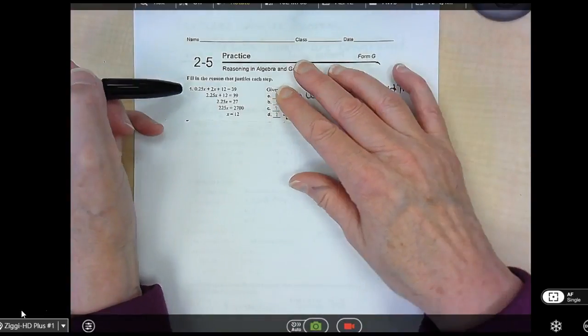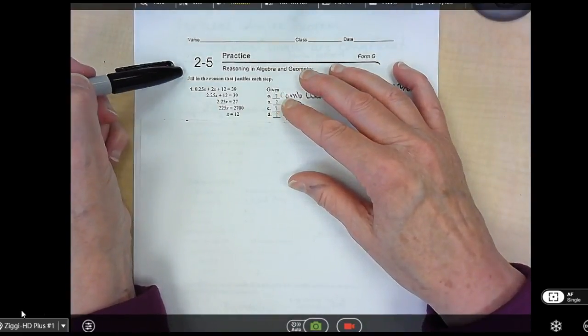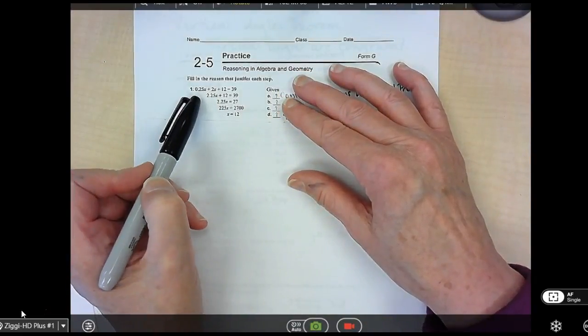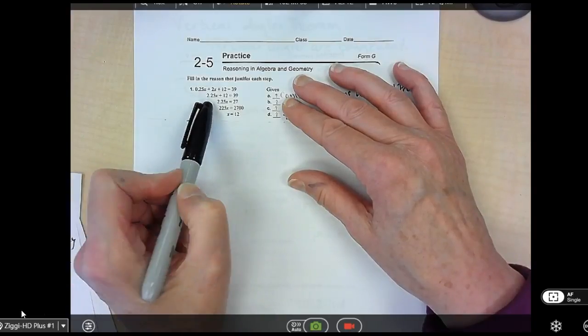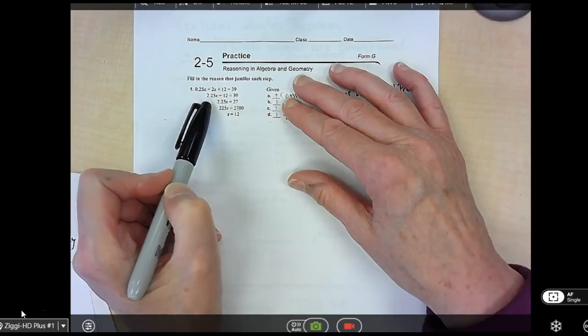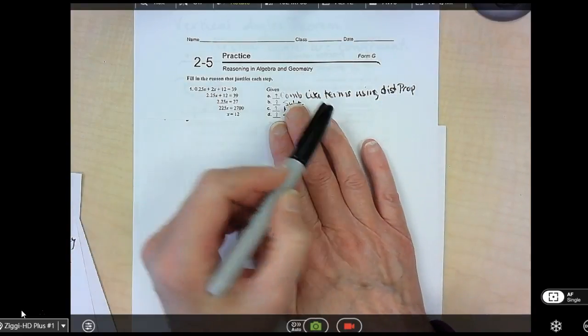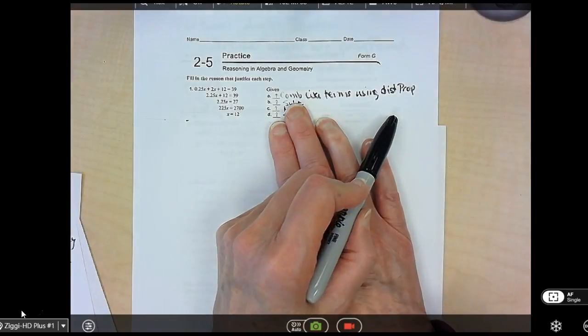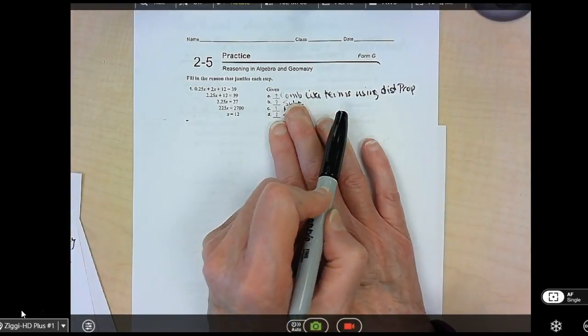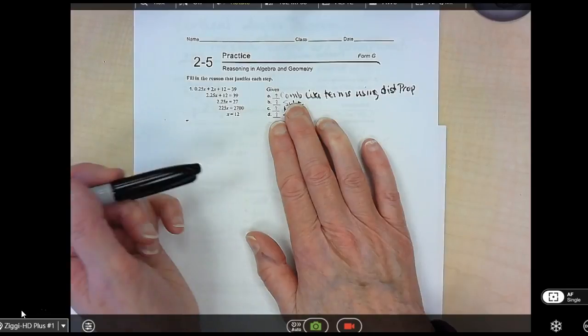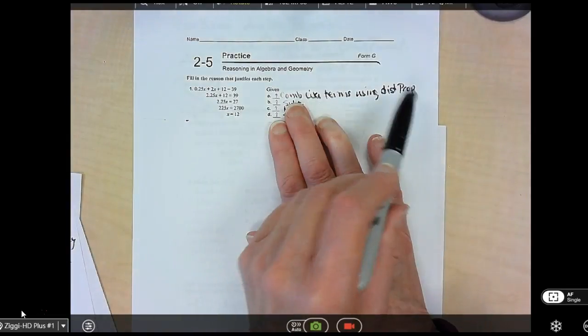All right, so hopefully you have the worksheet now. If we look at 0.25x plus 2x, the next step is 2.25x. So what have they done? They have combined like terms using distributive property. So you can just do combine like terms, or you can do distributive property, or a combination of both.